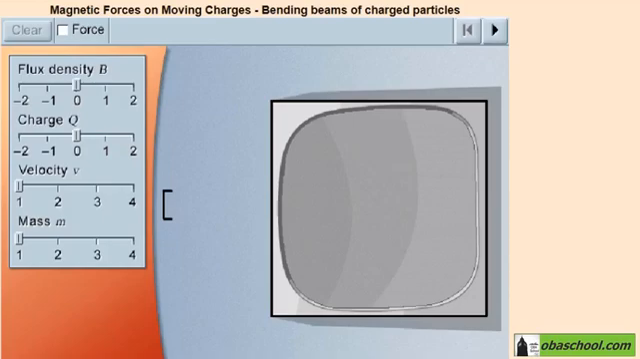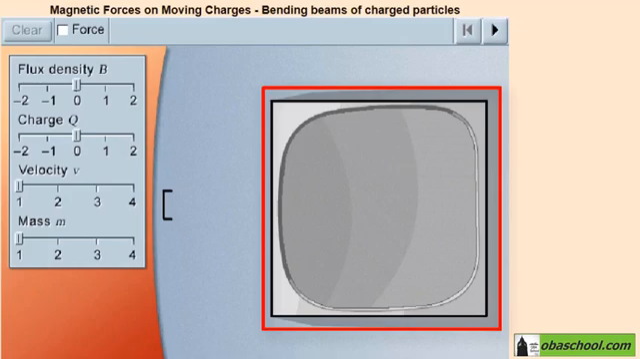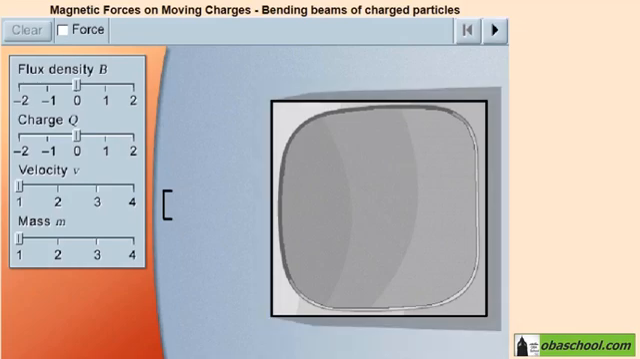Hello. In this activity, you're going to investigate the forces on charges moving in a magnetic field. The diagram on the right represents a region in a vacuum or low-pressure gas. Particles with a chosen charge, mass, and velocity can be projected into the box where a magnetic field is set up. The magnetic field can be in a direction that is into or out of the plane of the diagram, and its size can be altered.